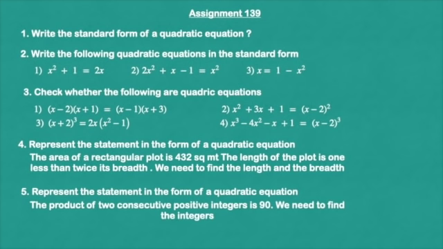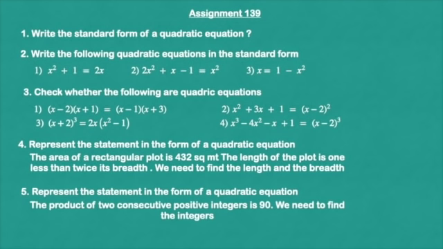Third question: check whether the following are quadratic equations. There are 4 questions, and they are from the textbook only. First problem: (x minus 2)(x plus 1) is equal to (x minus 1)(x plus 3). Second one, x square plus 3x plus 1 is equal to (x minus 2) whole square. Third one is (x plus 2) whole cube is equal to 2x(x square minus 1). Fourth one, x cube minus 4x square minus x plus 1 is equal to (x minus 2) whole cube.